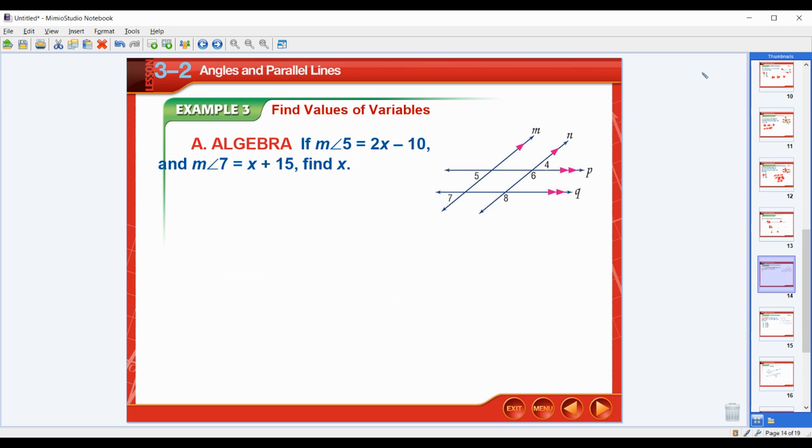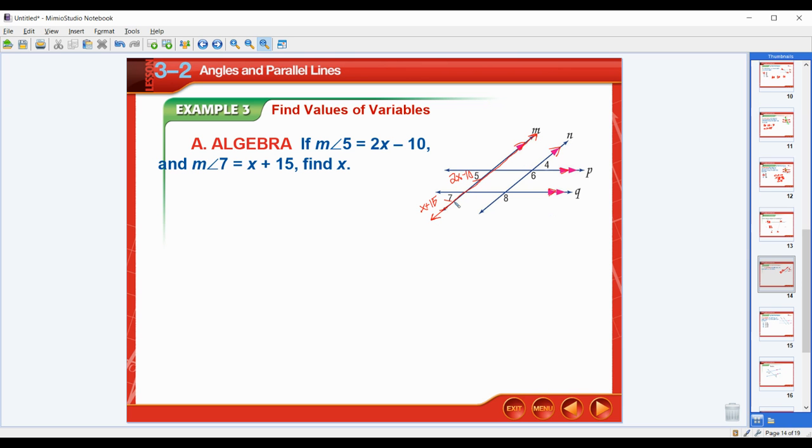Okay. Right here, we got some algebra. So it says the measure of angle 5 is 2x minus 10, and the measure of angle 7 is x plus 15. And we need to find x. So first thing I notice here is our parallel lines. So all four of these lines are actually going to be parallel. But we can kind of think of P and Q as our two main lines with M as our transversal. Okay, M is the line that connects both of these angles because both of these angles lie on P and Q.